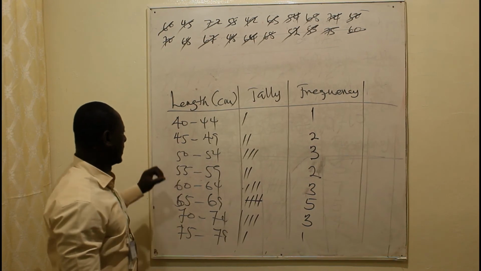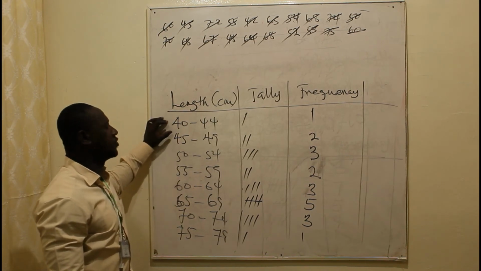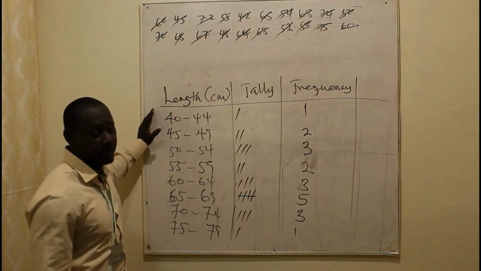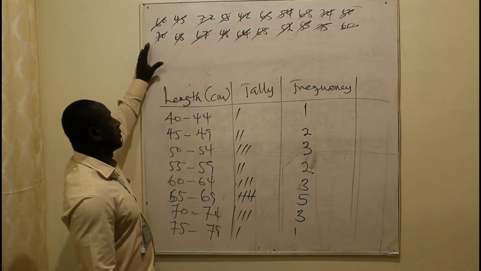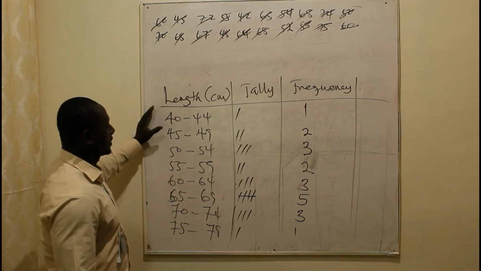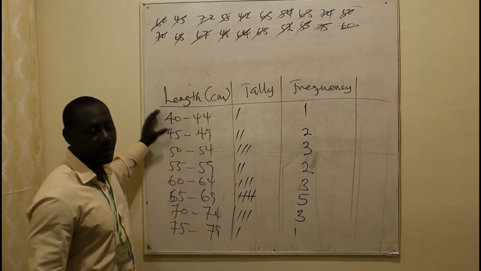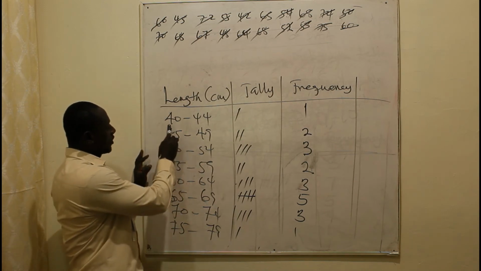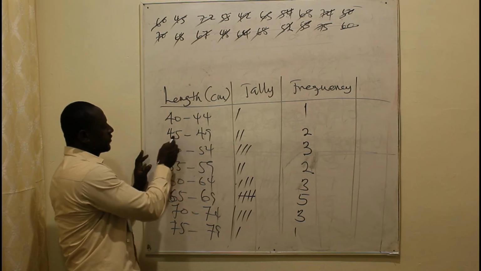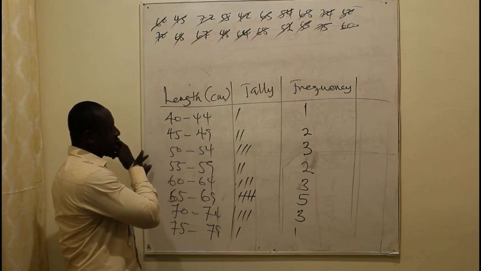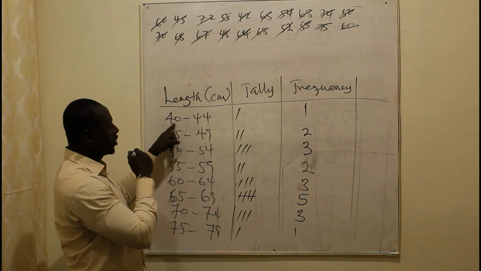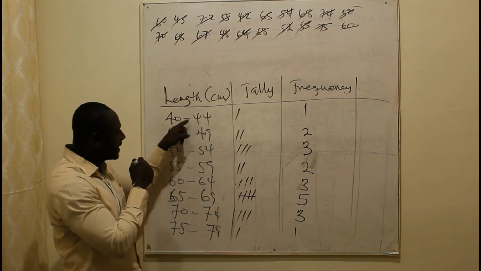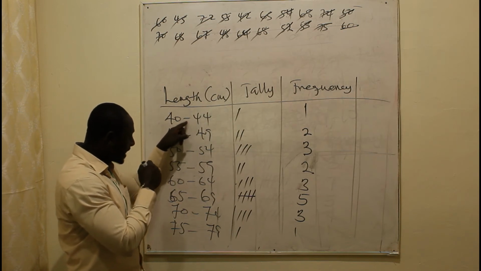Now let's look at something. I was talking about the fact that the data values should be mutually exclusive. This is the group frequency table drawn for the data above. You will notice that from 40 to 44, we just came to 45 to 49, which means that if there's a data value located between 40 and 44, that data value can only be within that class interval.